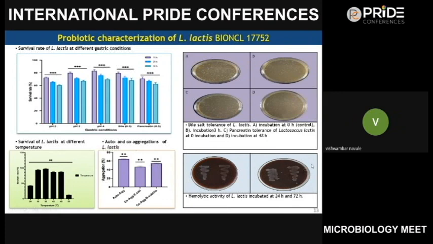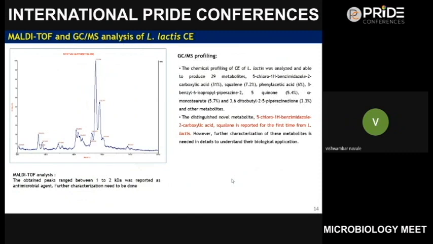After that, it is important to know whether this strain has hemolytic activity or not. We grew this strain on blood agar medium, and here we can see there is no zone of inhibition. It means it does not have any kind of hemolytic activity, and we can consider this a probiotic bacterium. So it will not harm humans.